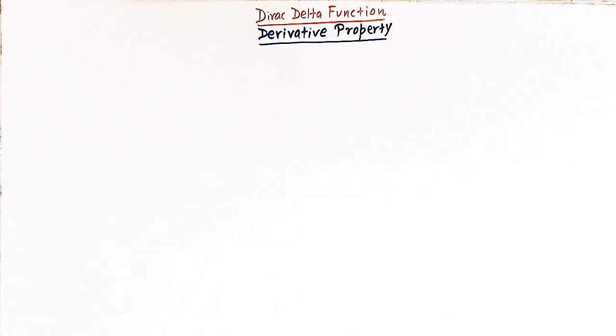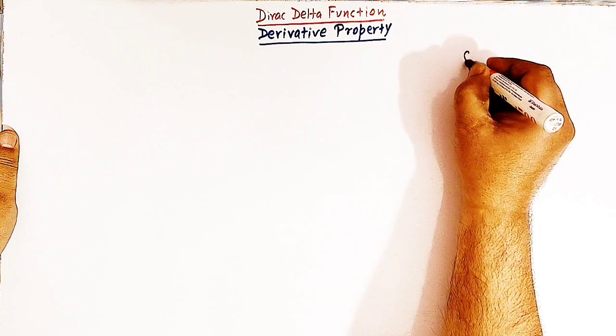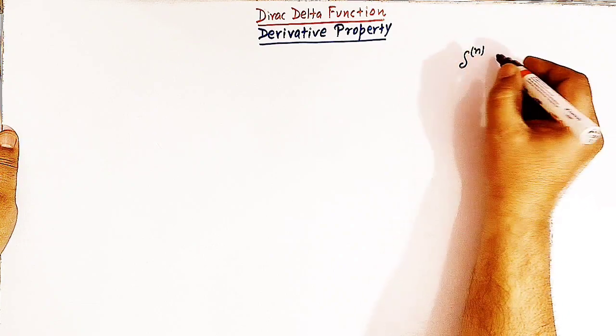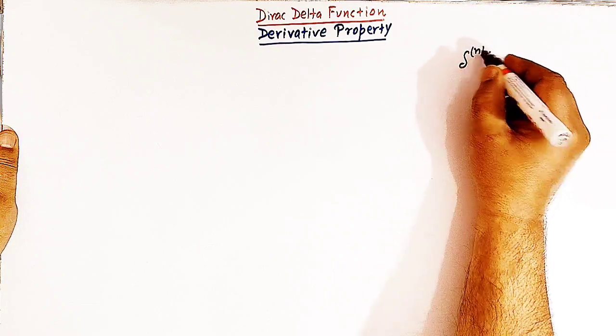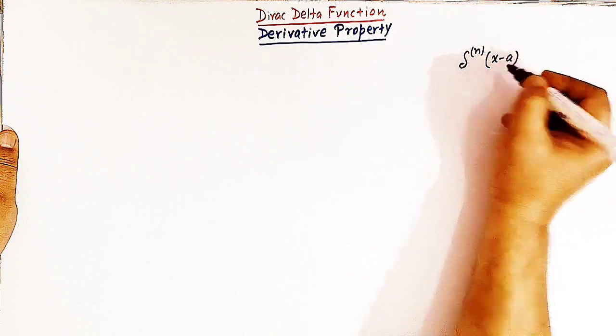Hello viewers. In today's session, we are going to discuss two important problems related to the derivative property of Dirac Delta function, right? So before solving the problems, let us first quickly see the derivative property of Dirac Delta function. Now consider the nth derivative of Dirac delta function, that is delta^(n)(x - a), right?